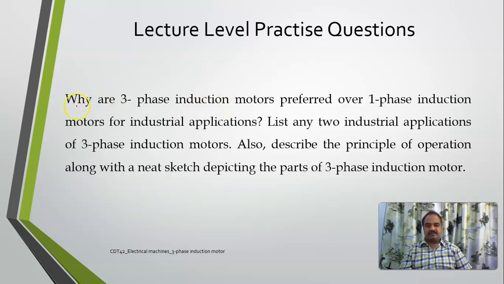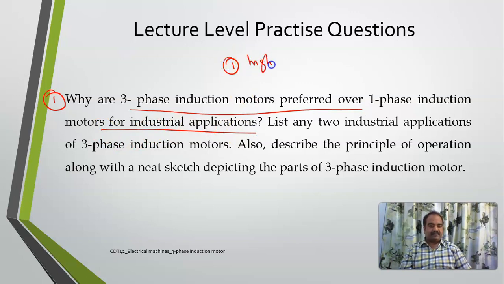So this is my question. Question number 1. Why are three-phase induction motors preferred over single-phase induction motors for industrial applications? Number one, they can provide you with high power and they are self-starting. Yes, you turn on the 3-phase AC supply, it will start moving automatically, provided the rotor is short circuited. If it is a squirrel cage, it is already short circuited. If it is slip ring, you should short circuit it.